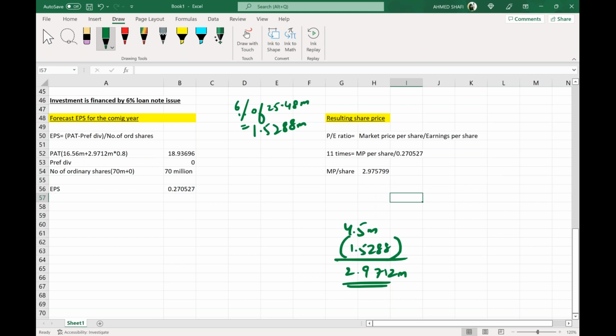Any questions? It's the same thing, but in that I only increased profit by 4.5. But here I increased profit by 4.5, but I also deduct interest cost. So profit only increased by 2.97, and no matter whatever profit increase, we only get 80% share.